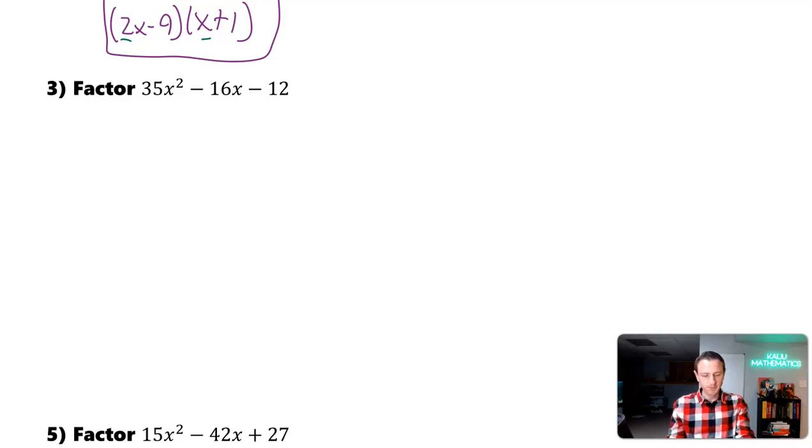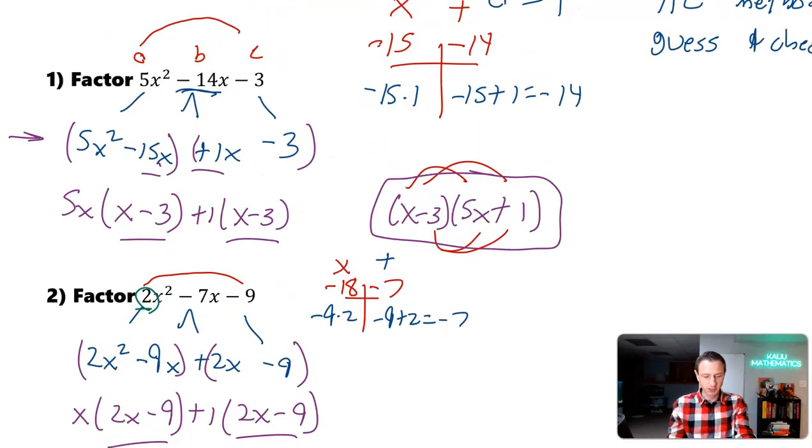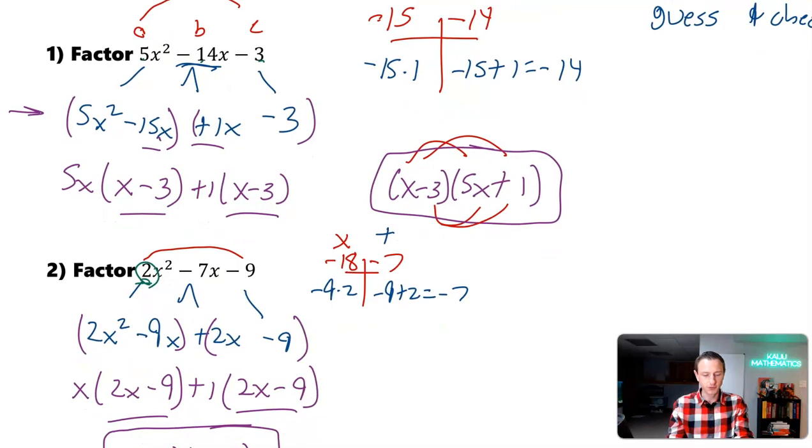So number 3, we have 35x squared minus 16x minus 12. First of all, check for a GCF. In these last two, I didn't need to check for a GCF, like 5, 14, and 3. Nothing's going to factor out of 5, 14, and 3. And then 2, 7, and 9. Nothing's going to factor out of 2, 7, 9.